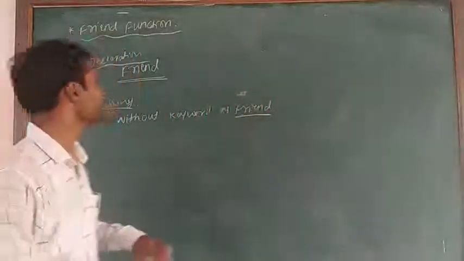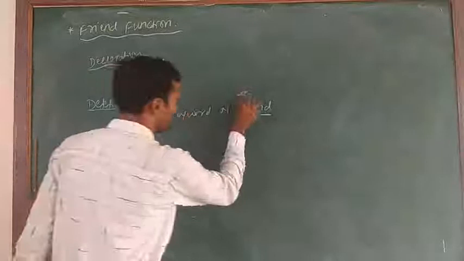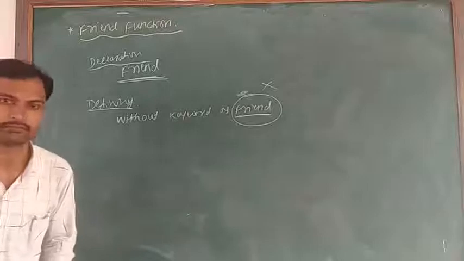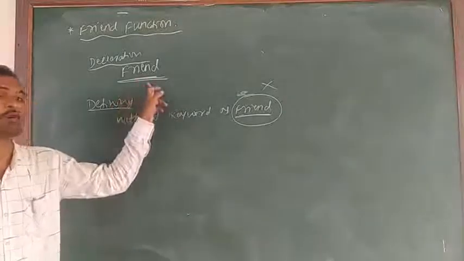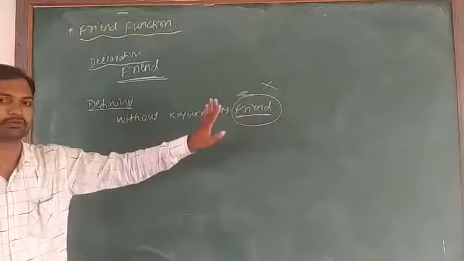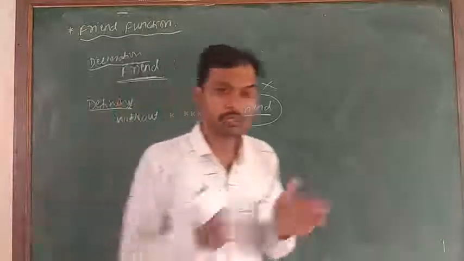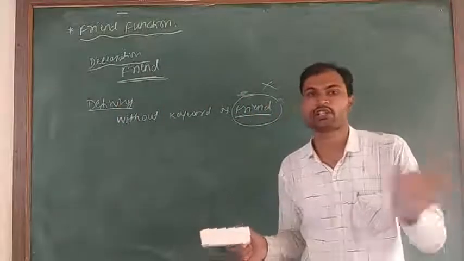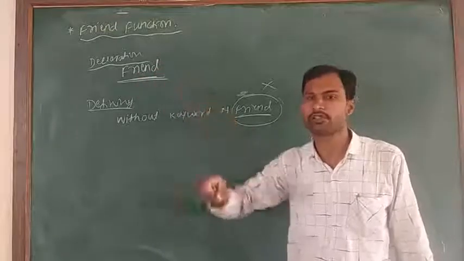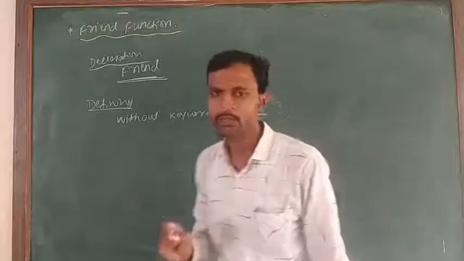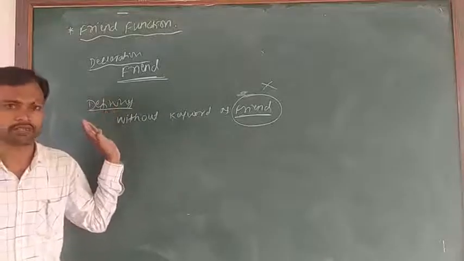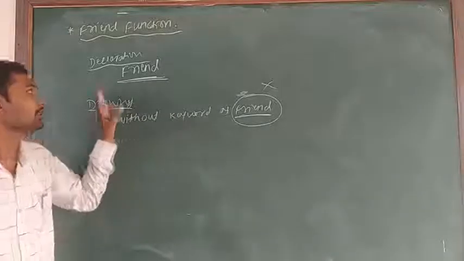For declaring purposes, we have to use the keyword friend. But while defining, the friend keyword is not necessary. So the declaration is made within a class, and the definition should be outside the class. The declaration within a class may be in private, public or protected. While defining, you have to define it outside the class. Got it?